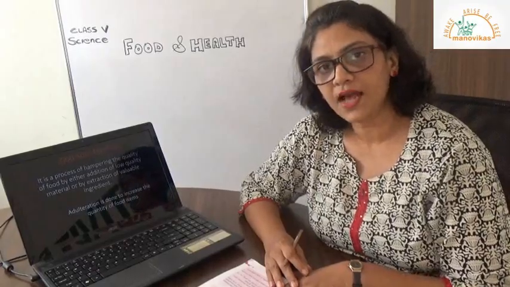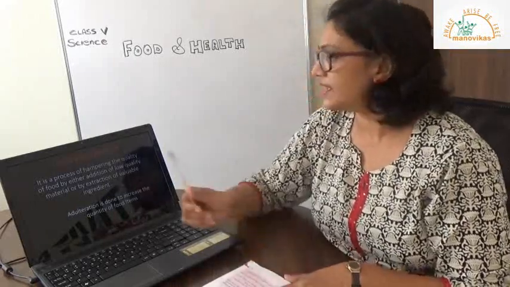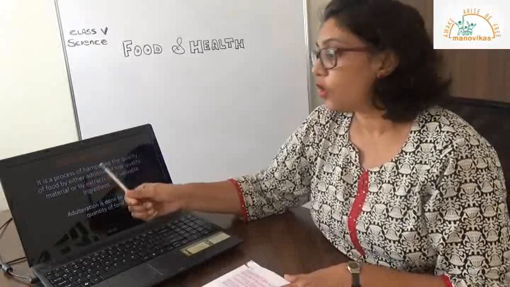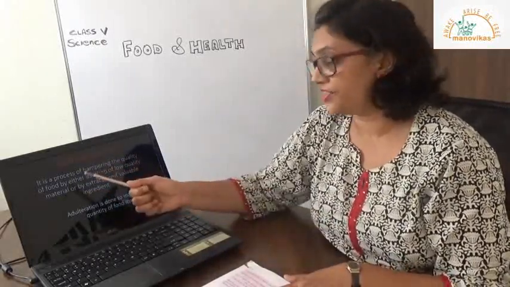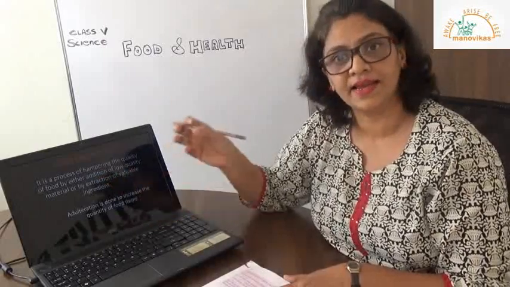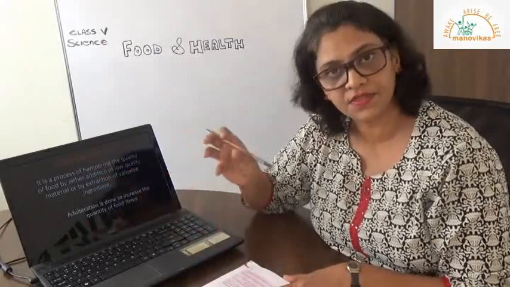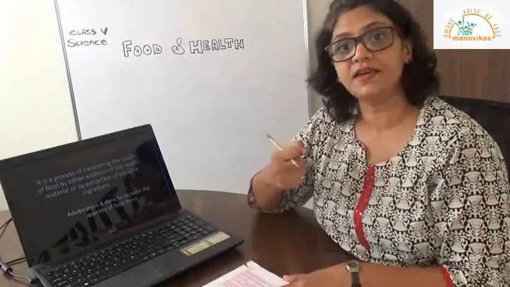We now move on to the last part of this lesson, that is adulteration. Now what is adulteration? Adulteration is a process of reducing the quality of food by either adding a substance that is of low quality, or extracting a valuable ingredient from the food.